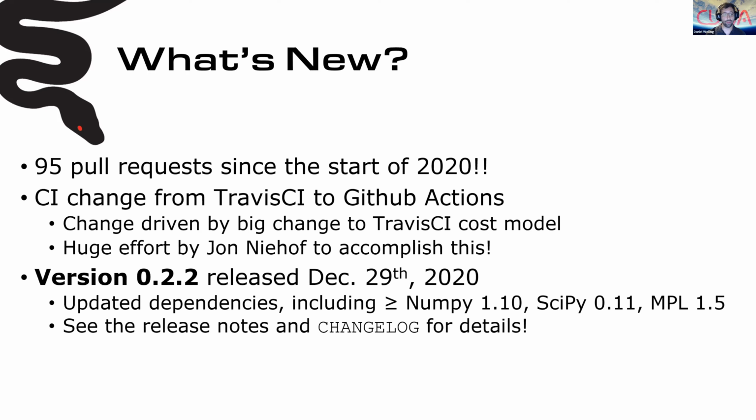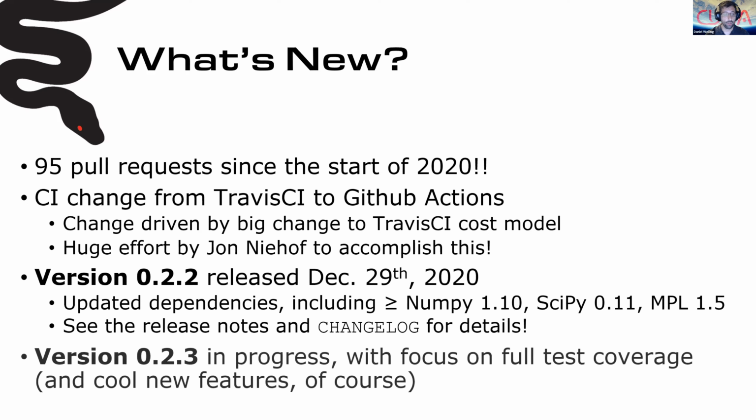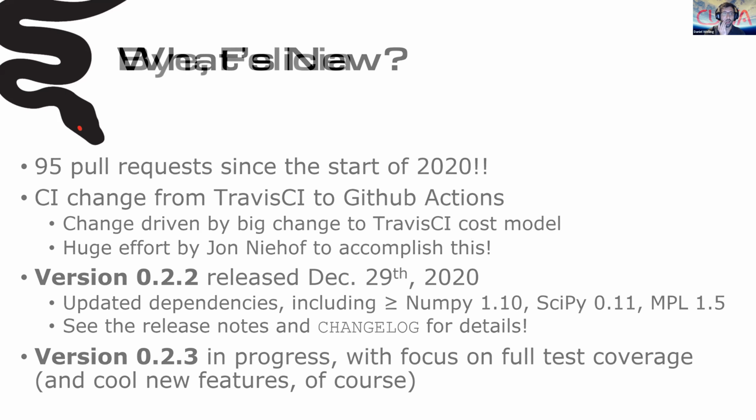We finally released version 0.2.2 right at the end of the year. And I'll talk more about that in a second, but one of the effects is that we've updated our dependencies. So now you have to be running at least NumPy 1.10, SciPy 0.11, and Matplotlib 1.5. And there's a lot more details in the changelog. We're working a lot right now on version 0.2.3. One of the main foci here is expanding our test coverage as much as possible. But with that, there's going to be cool new features as well, and I'll show you some examples of that.